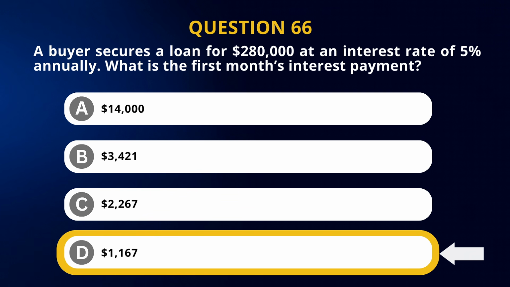Now, what some students might have picked was letter A because they're like, oh, there's my answer, 14,000, there you go, and then they leave. But it's asking for the first month's interest payment. So now you have to take the $14,000 and divide by 12, and when you do that, you get 1,166.666666, and you're going to round up. So we round it up here, and in that case, we get $1,167 of interest in the first month.